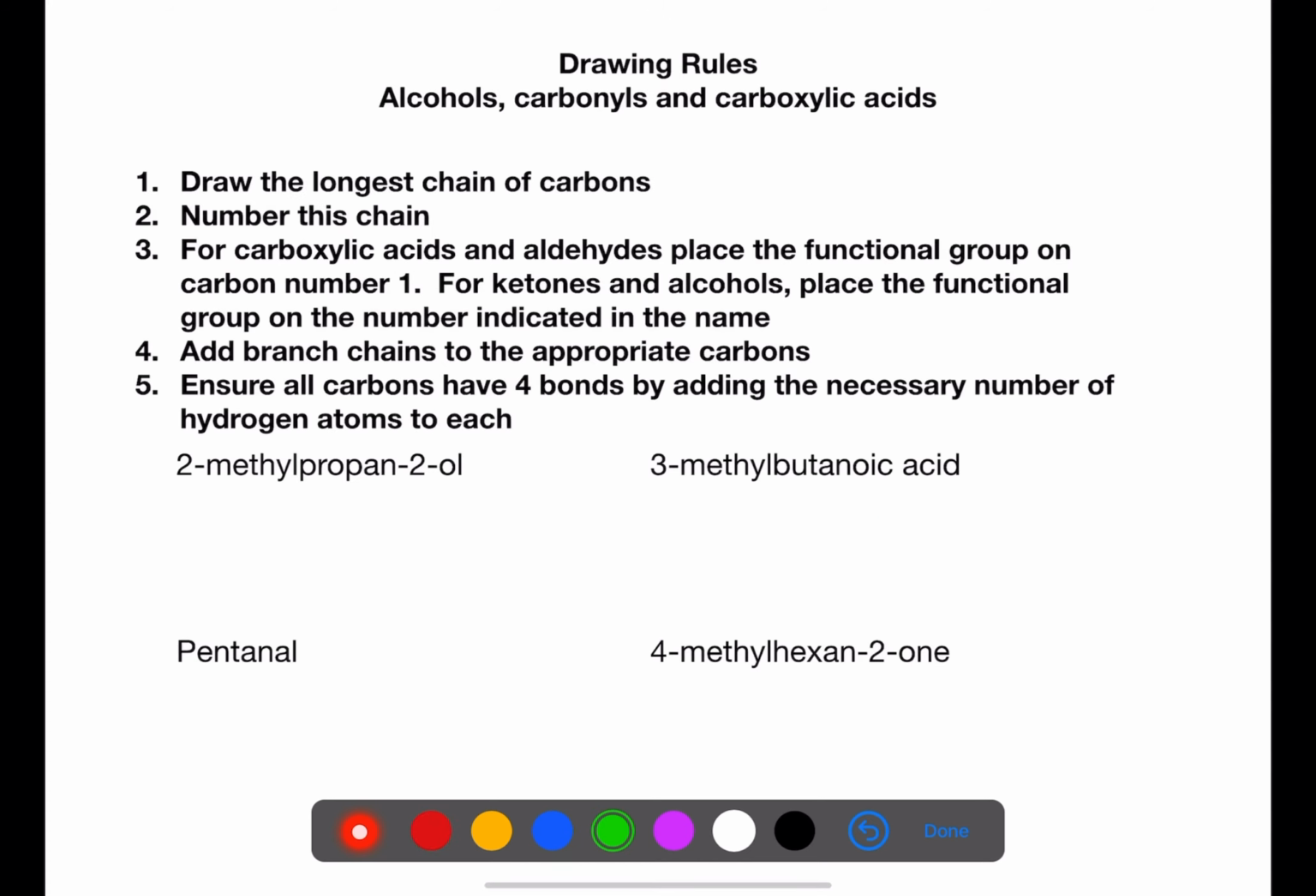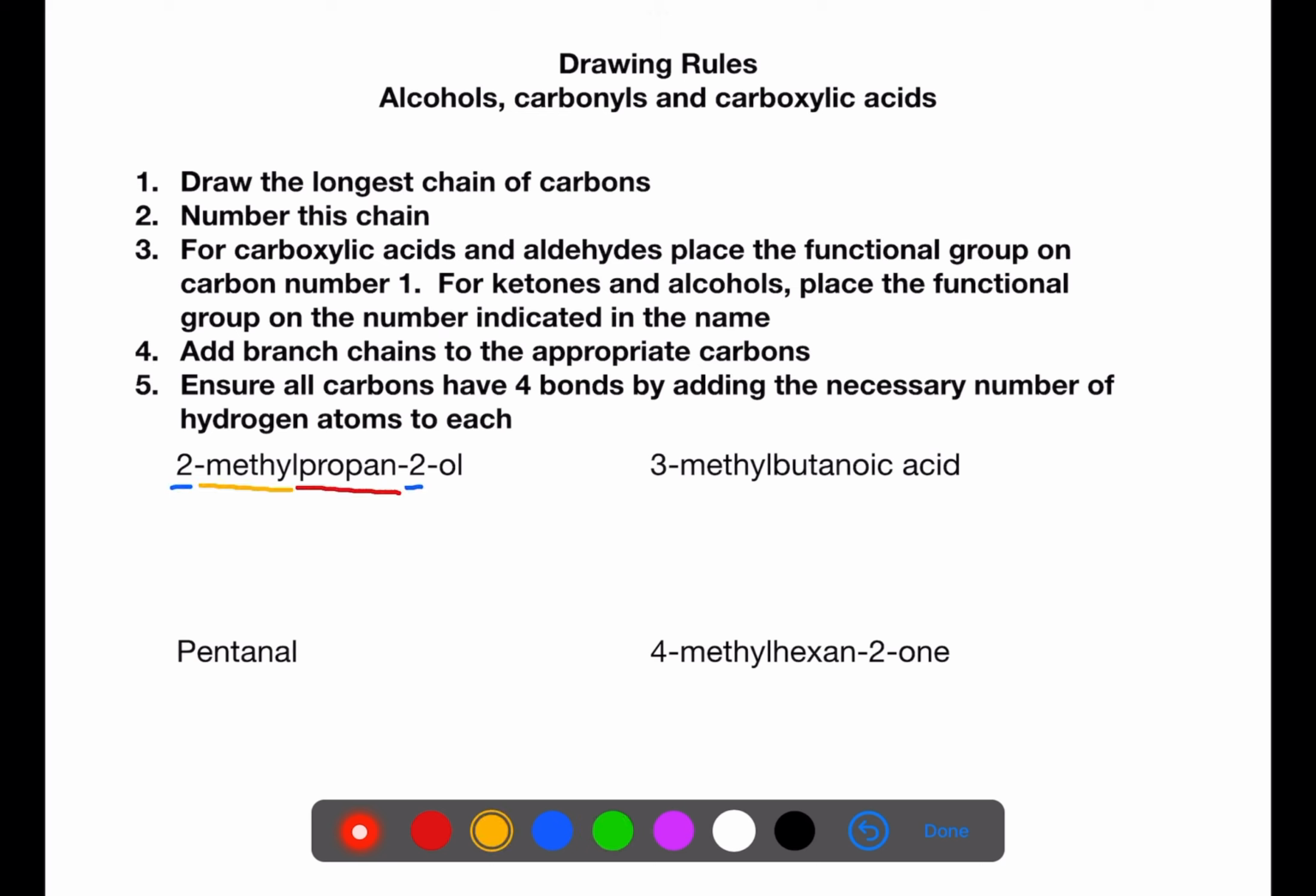When drawing molecules, first find the longest chain of carbons. Draw this chain out and number the chain. For carboxylic acids and aldehydes, the functional group gets placed on carbon number 1. For ketones and alcohols, you place the functional group on the number indicated in the name. You can add on the branches to the appropriate carbons, and then at the end go round and fill in all carbons so that they have 4 bonds, by adding in the necessary number of hydrogens to each carbon atom.